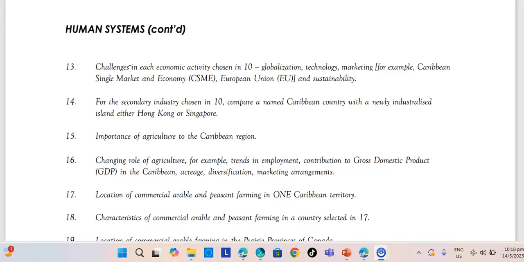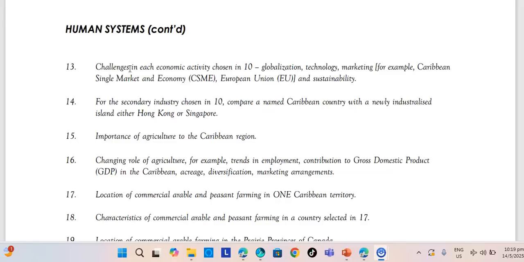Now, tertiary economic activities. What are some of the challenges in that industry? Global pandemics like COVID-19, which badly hurt the tourism sector. Competition from other tourism areas like Mexico or Florida. Another challenge of tertiary economic activity: service quality needs improvement in some areas. Technology: some businesses are slow to go digital. Marketing: not enough international promotion of Caribbean products and services.